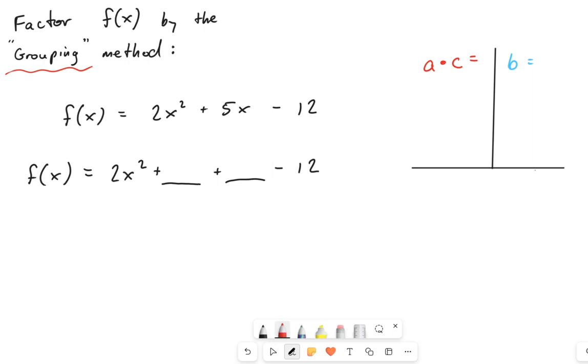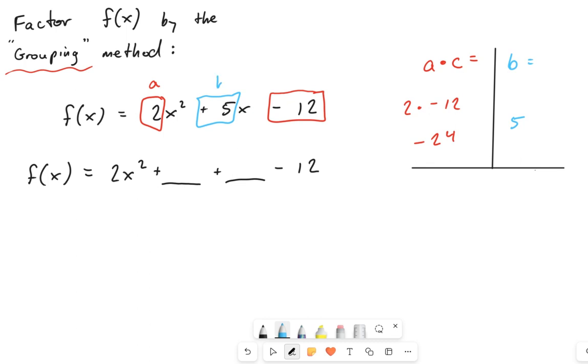And what we're going to do instead is a little trick where you focus on that 2 right there, which I call A, and this negative 12 right here, call C, and we multiply them together. So I say 2 times negative 12. So that's going to be my negative 24. And then I look at that term in the middle, and that's my B. That's going to be 5.